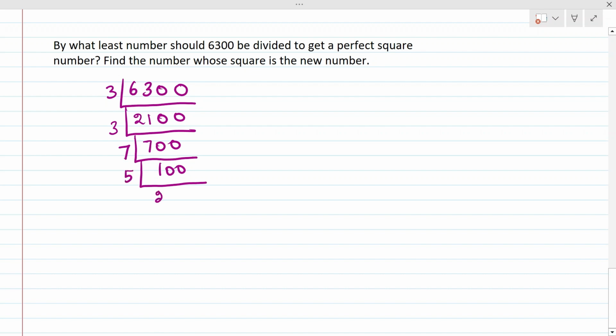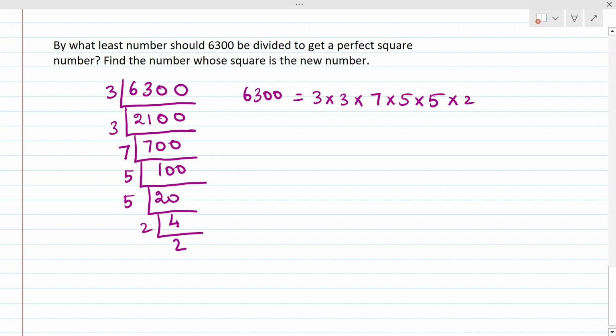So it will be 20. Again I will be using 5 here. So it will be 4. 4 will be 2 into 2. Okay. So now 6300 will be equal to 3 into 3 into 7 into 5 into 5 into 2 into 2. Now let us pair the numbers.